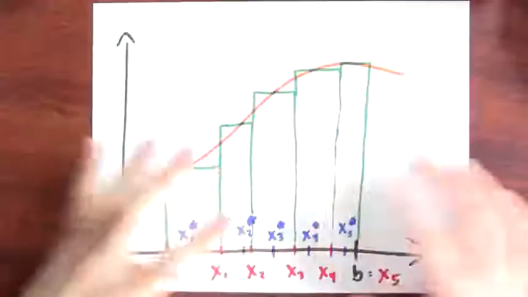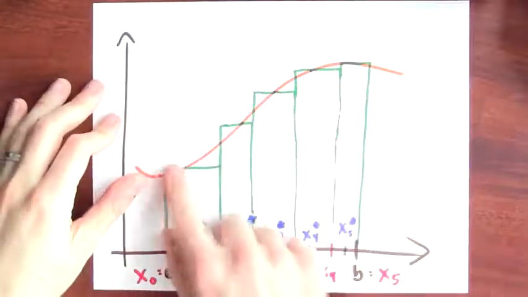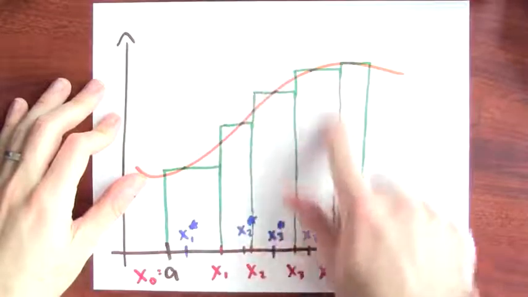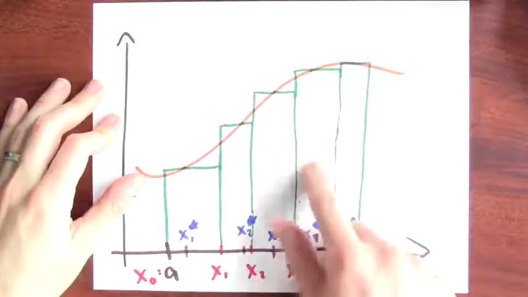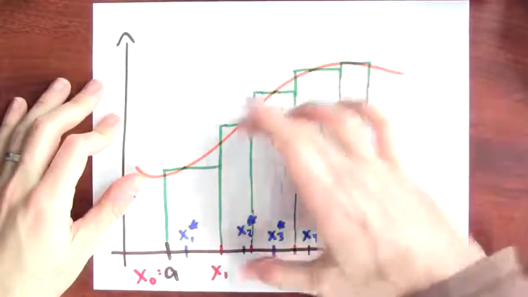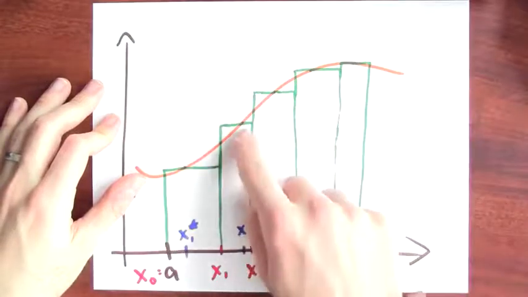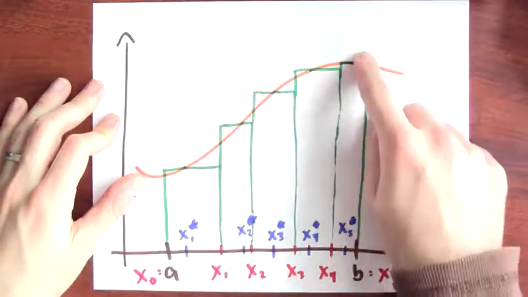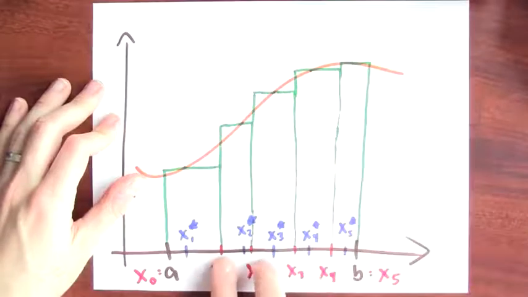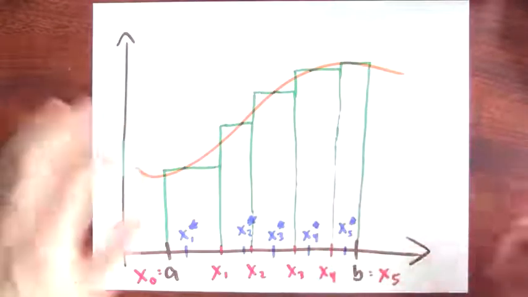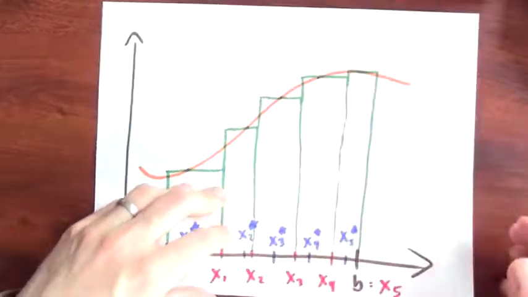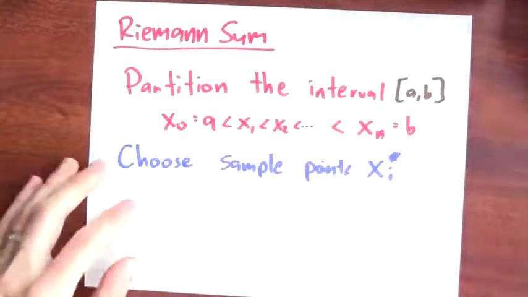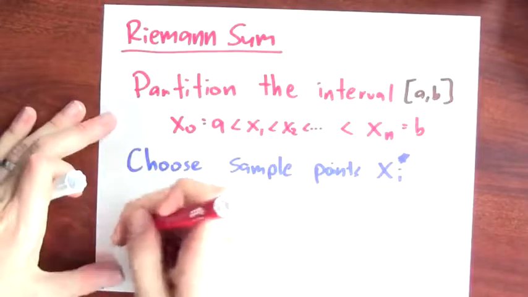Now I can write down a formula for the area. Well, the area is approximately the areas of all these rectangles added up. Now, how big are each of these rectangles? The heights of these rectangles are coming from the function evaluated at these sample points, and the width has to do with how far apart the red cut points are. So we can write down a formula for that. I want to write down a formula for the area.